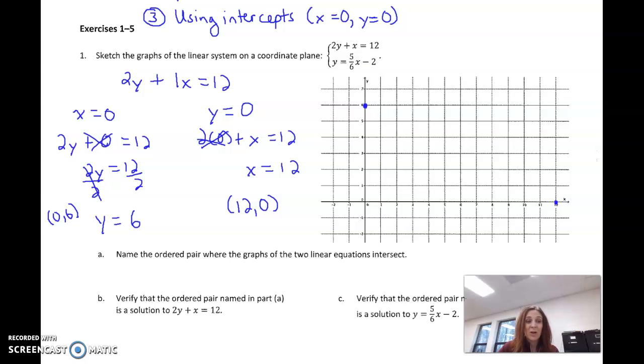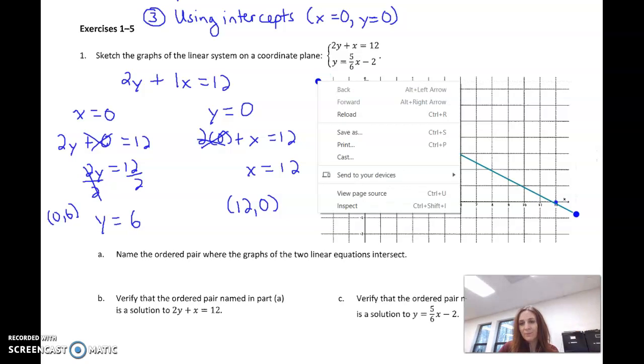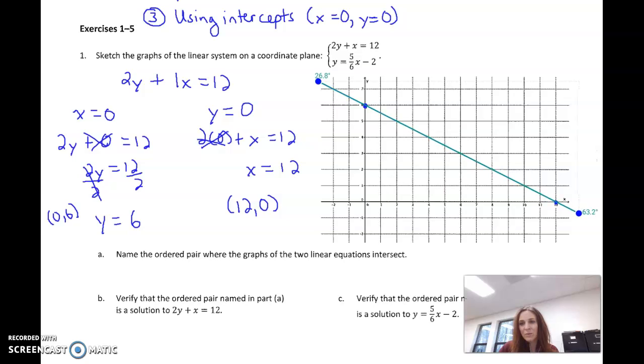Then we need to draw a line through these, because this line, remember, is representing all the possible pairings of x and y values that make that a true statement. Okay, and really try to go through the grid line. Sorry, I don't know why that's popping up like that. And definitely use a straight edge, okay?